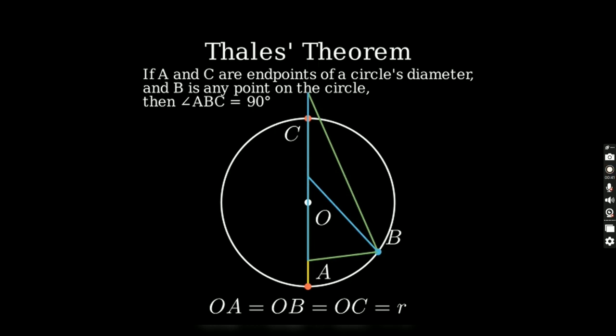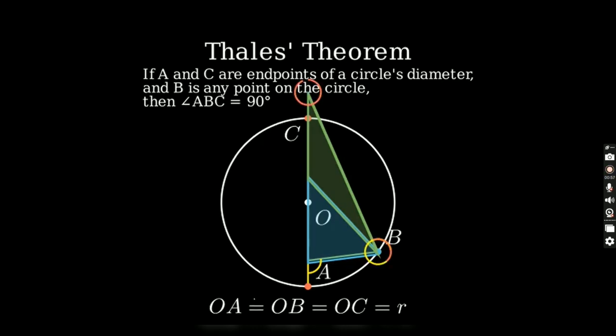Now, let's look at the triangles we've formed. Triangle OAB is isosceles because OA equals OB. Similarly, triangle OBC is isosceles because OB equals OC. In isosceles triangles, the angles opposite to equal sides are equal.